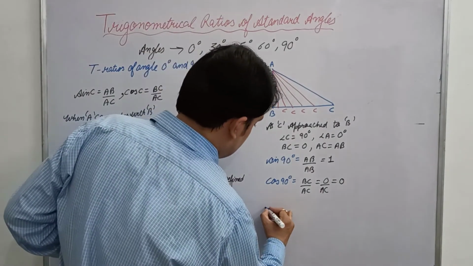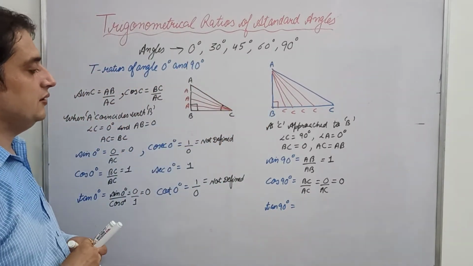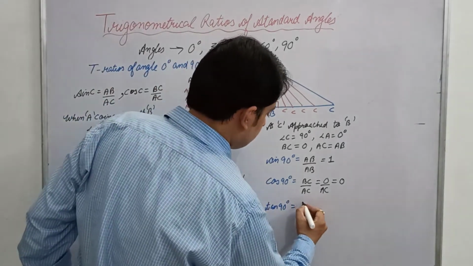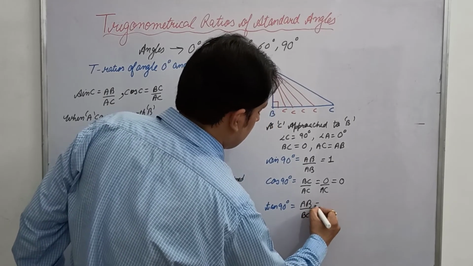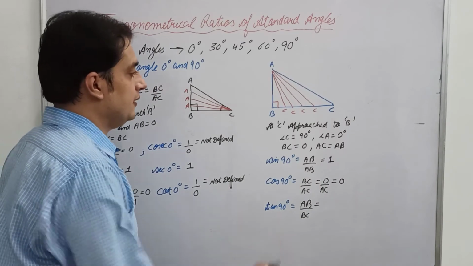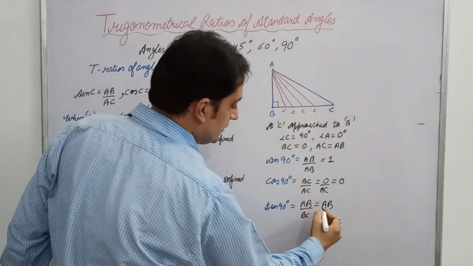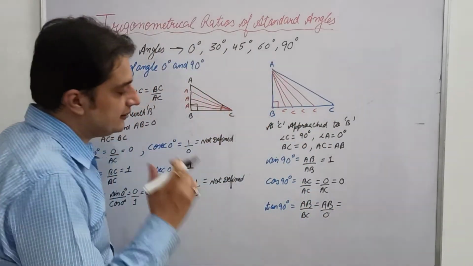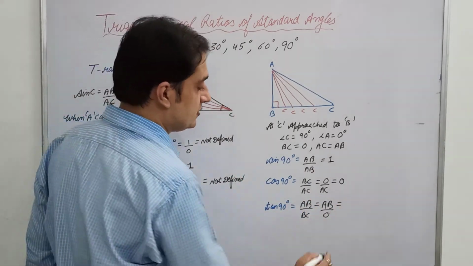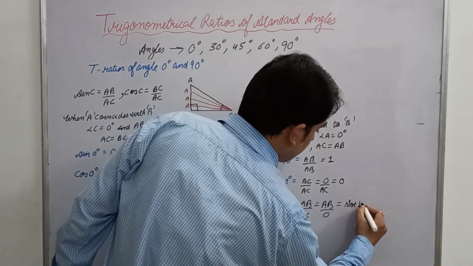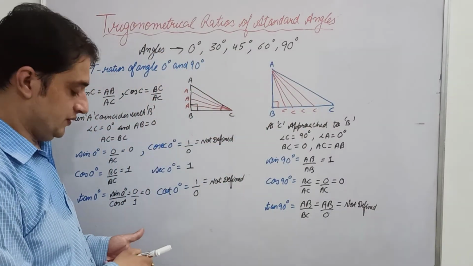And the value of tangent 90. Tangent 90 you can find, that is AB upon BC. Here AB you can write as it is, and as C approaches B, BC is 0. So in that case the division of any non-zero number by 0 is not defined. So this value is not defined. Right. So these are the values of T ratios.